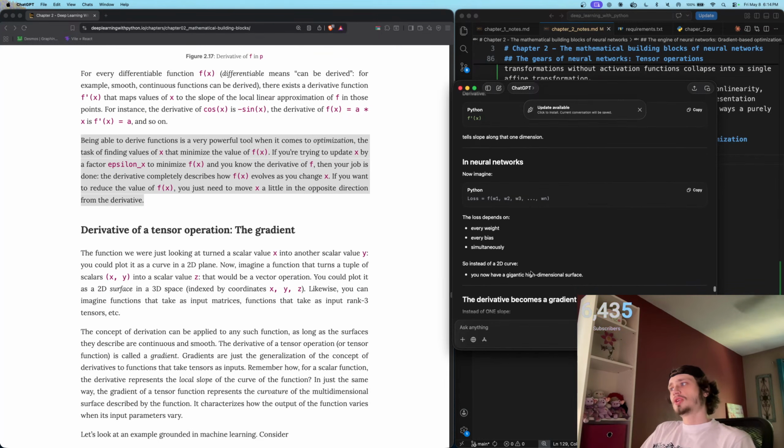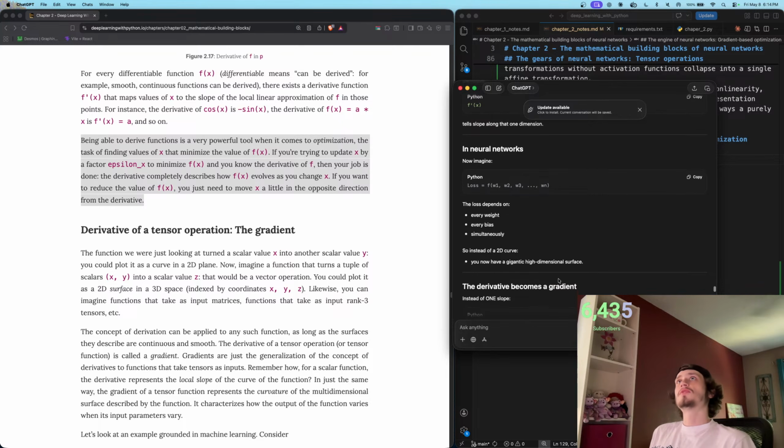So instead of a 2D curve, you have a giant three-dimensional surface, that would make sense, right? You have multiple dimensions, not just a single x value being fed into the function. You have an entire vector being fed into the function. That would make sense, right? We have a bunch of weights and biases.